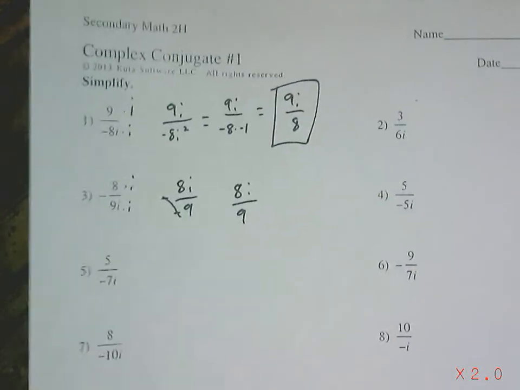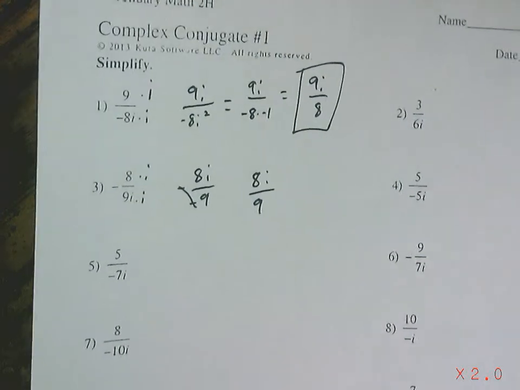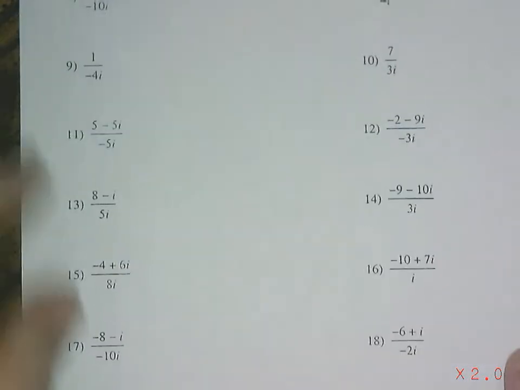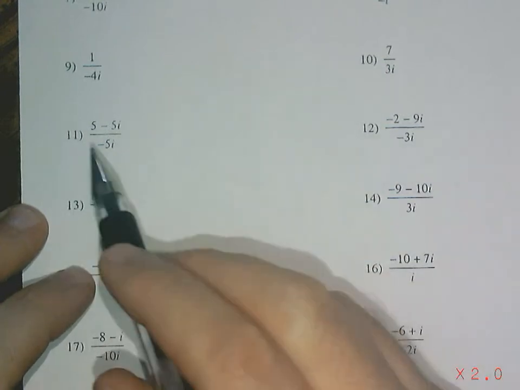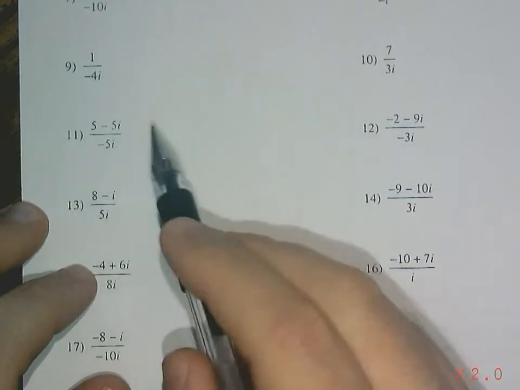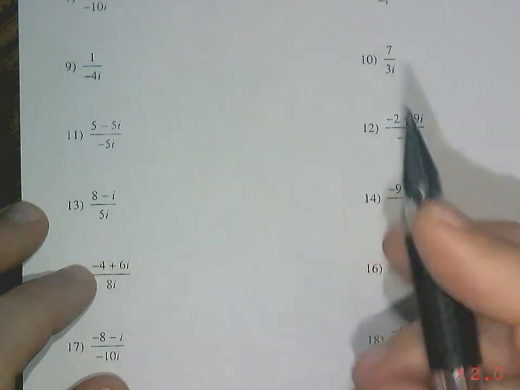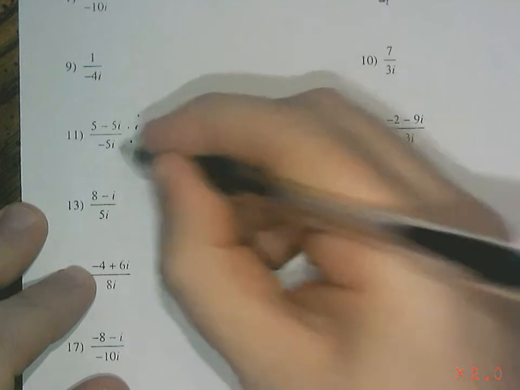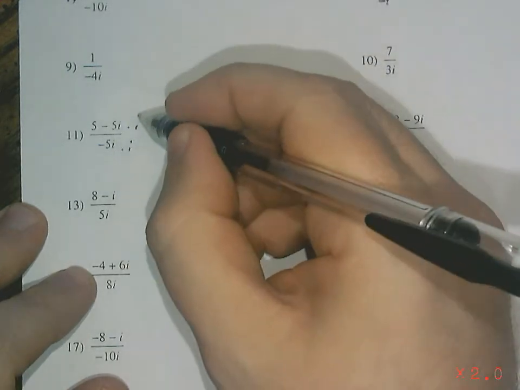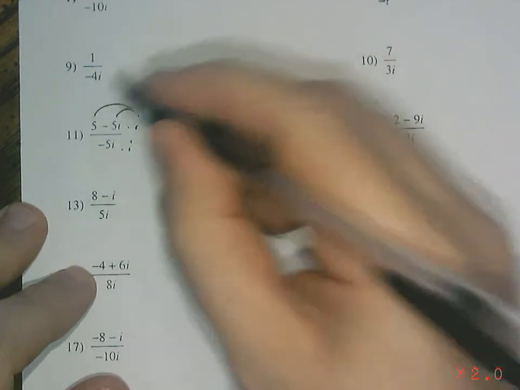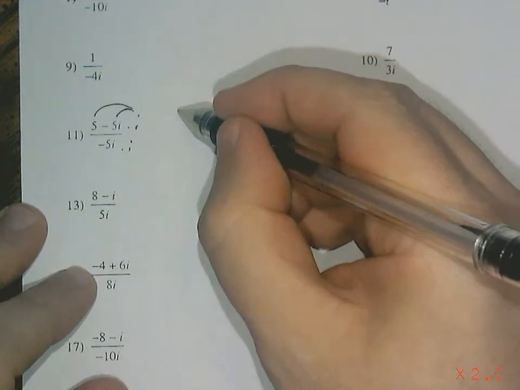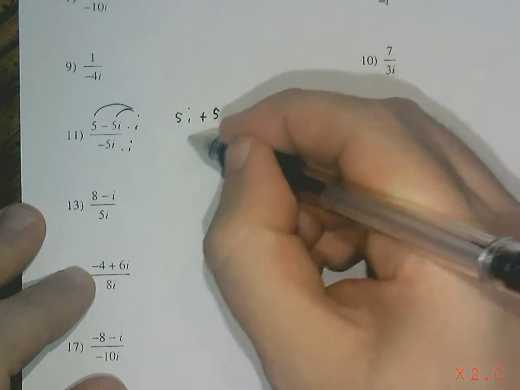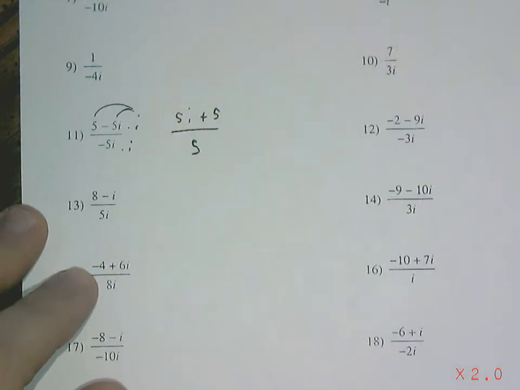Let's look at another one. Let's look at number 11. So, here, I have 5 minus 5i over negative 5i. So I start off by multiplying by i to each side here. And this i is going to have to go to both terms because there's 2 terms there. And that's going to give me 5i plus 5 all over 5.